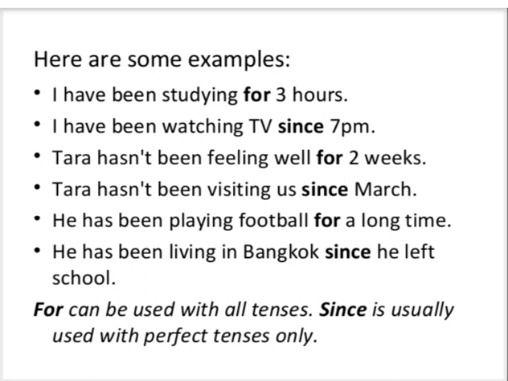Let us see examples. I have been studying for 3 hours. I have been watching TV since 7 p.m. Tara hasn't been feeling well for 2 weeks. Tara hasn't been visiting us since March. He has been playing football for a long time. He has been living in Bangkok since he left school. So for can be used with all tenses. Since is usually used with perfect tenses only.